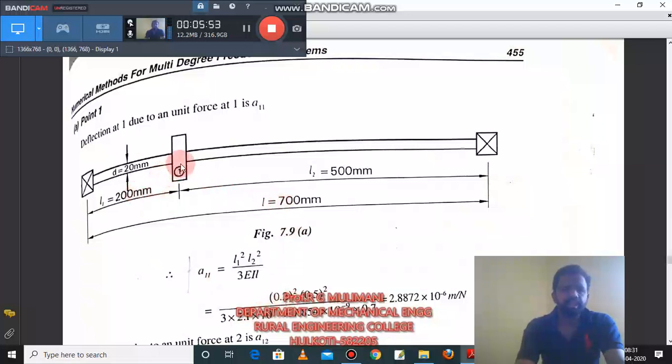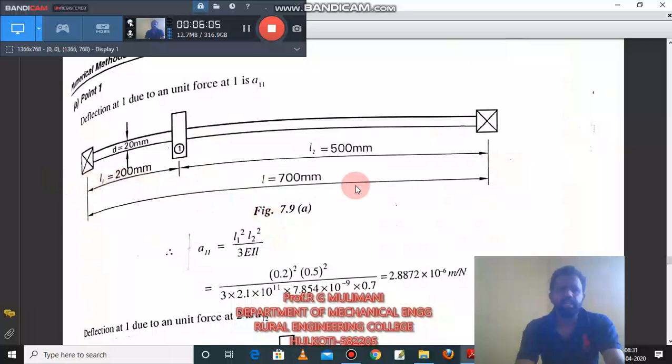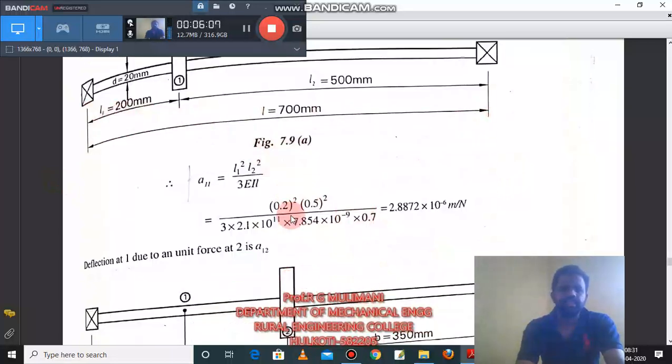What is the position of the mass 1 with respect to the right support? That is 500, 0.5 meters. 3E, Young's modulus value. I is the moment of inertia, calculated here, and L is the total length, that is 0.7 meters. Similarly you find a22, a33 using the same expressions, where L1 is the position of the mass 2 with respect to the left support, L2 is the position of the mass 2 with respect to the right support. To find a33, L1 is the position of the mass 3 from the left support, L2 is the position of the mass 3 from the right support.